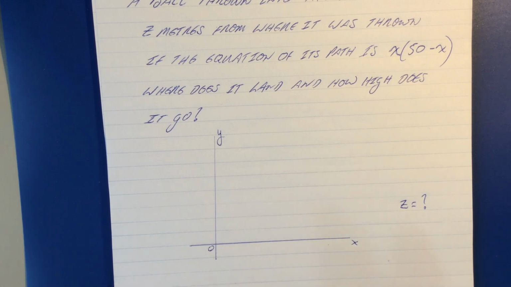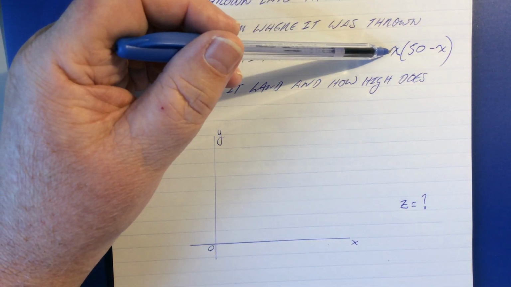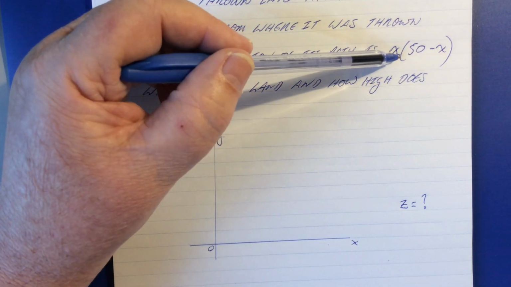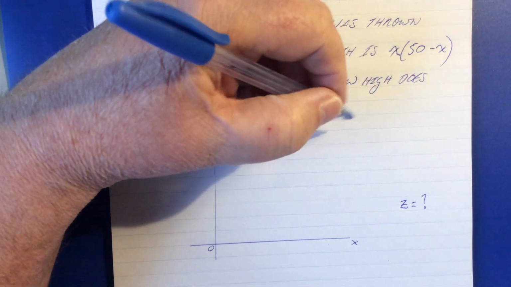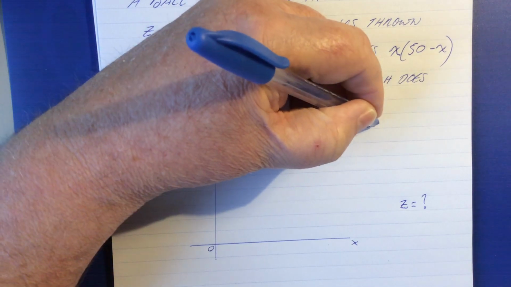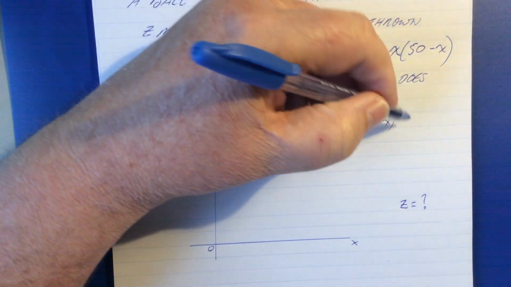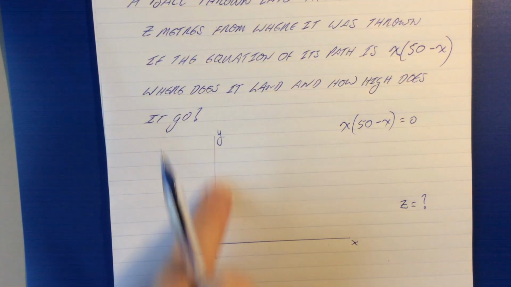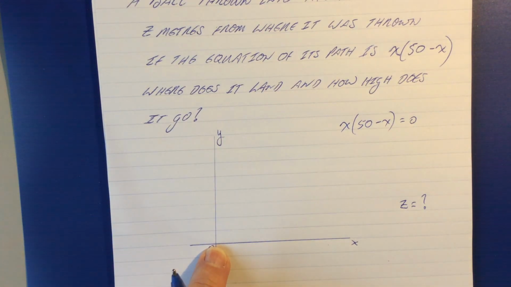The question of where it lands involves figuring out what the possible solutions for this equation could be. So let's get to work on that. So x into 50 minus x equals 0. We're looking for where this would equal 0 on the y-axis, because at that point we're on the ground.